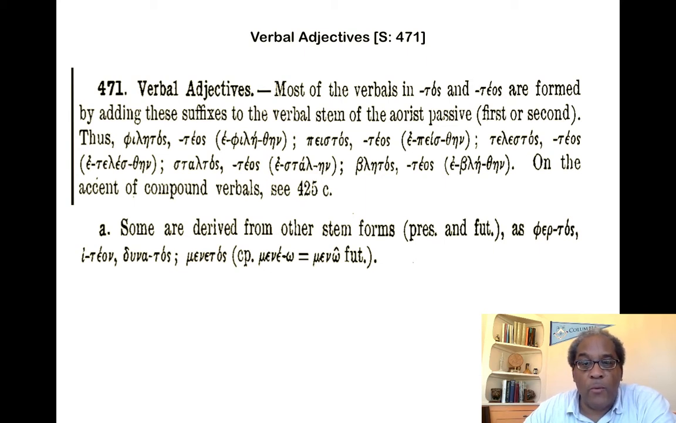But the other main group are derived sometimes from other stems, either present or future, as in pheretos, iteon, dunatos, menetos, and these are derived from the present stems, except menetos from the future stem. So there are various ways of deriving these, but if you are familiar with your principal parts, you really won't have much trouble identifying these as such. The accent and suffix ending are a good indicator.